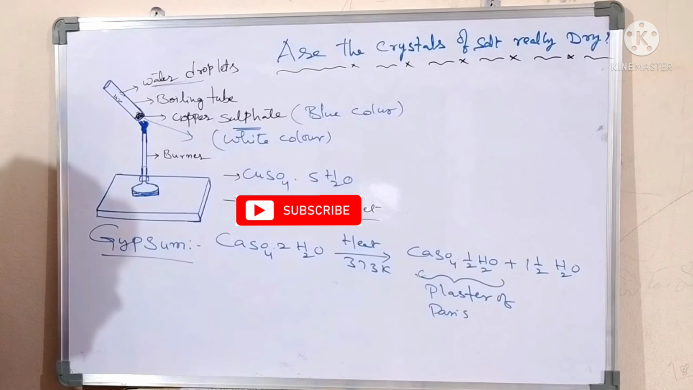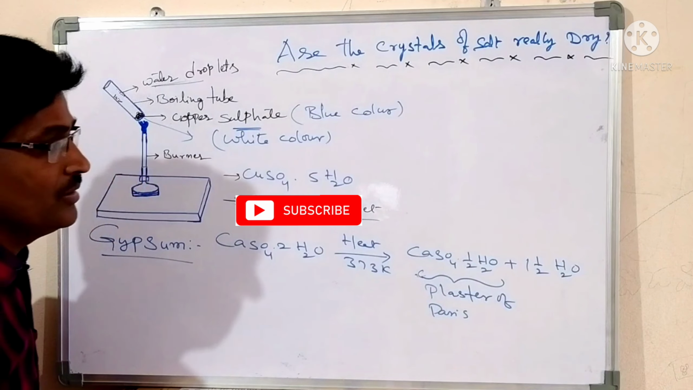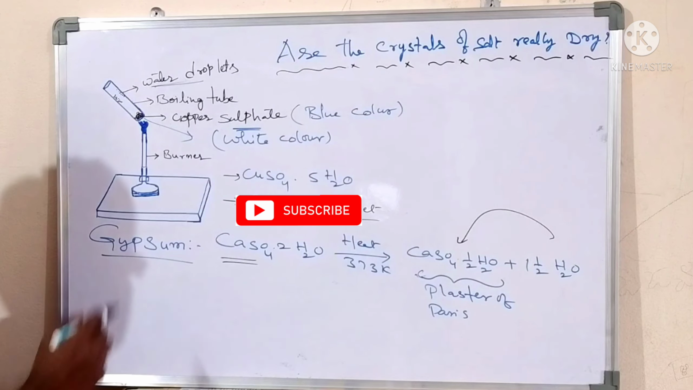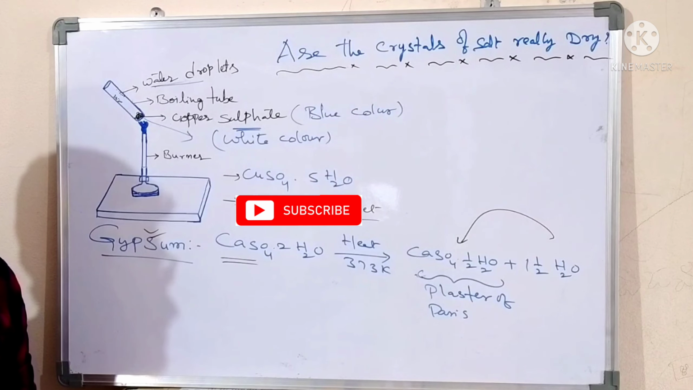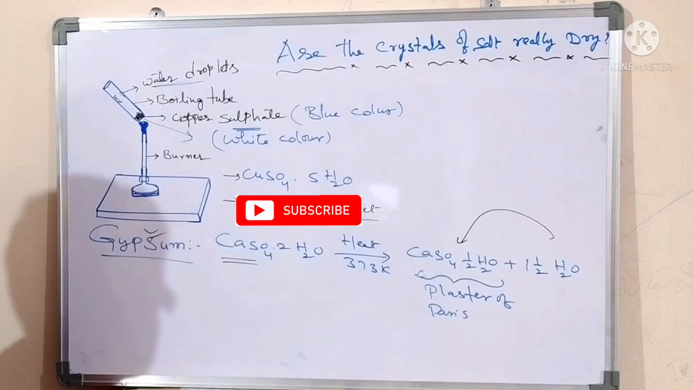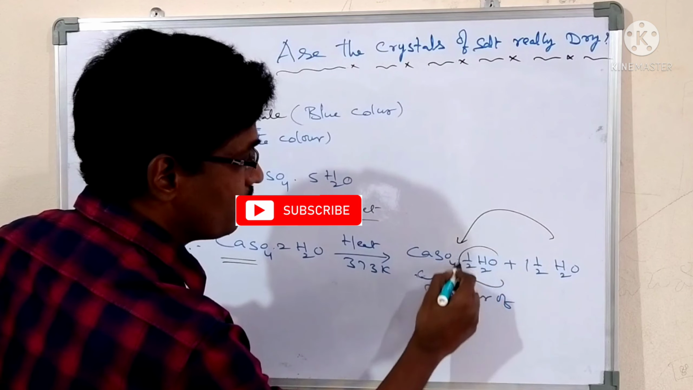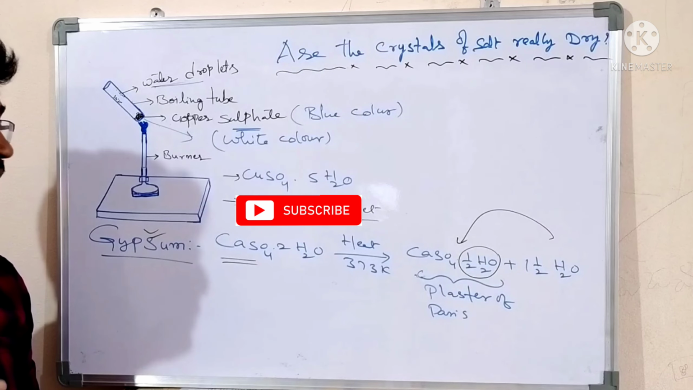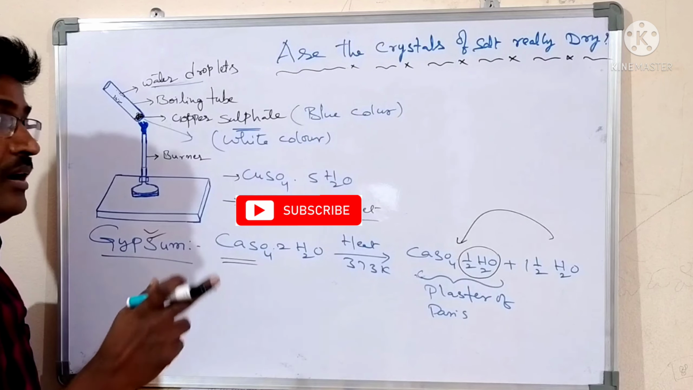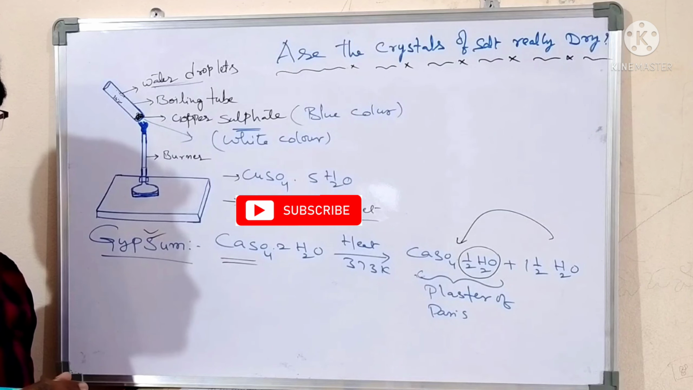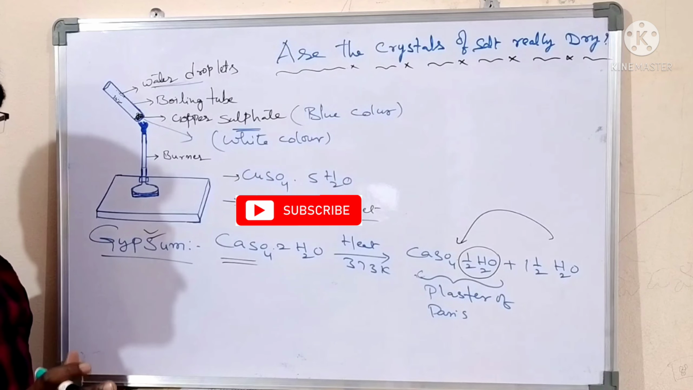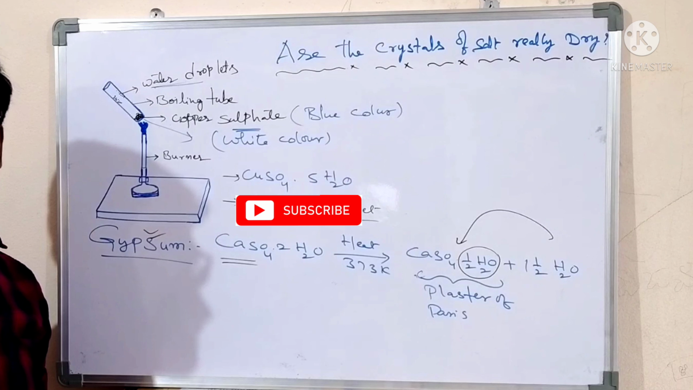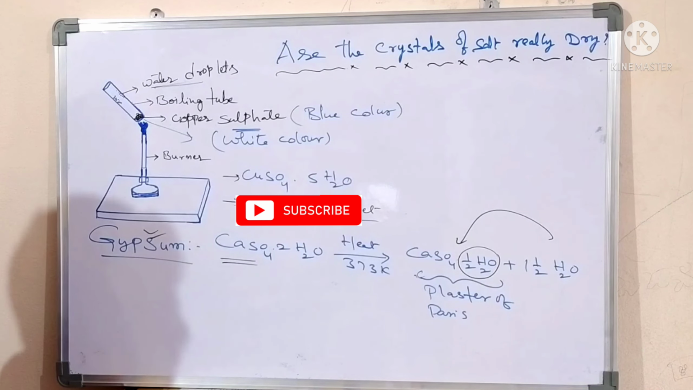Now when you add water again to the plaster of Paris, what does it give? Gypsum. Gypsum is returned. Here one question arises: how much water is shared with calcium sulfate? One formula unit of calcium sulfate shares half H2O, but here two formula units of calcium sulfate share one water molecule. This is about crystallization.